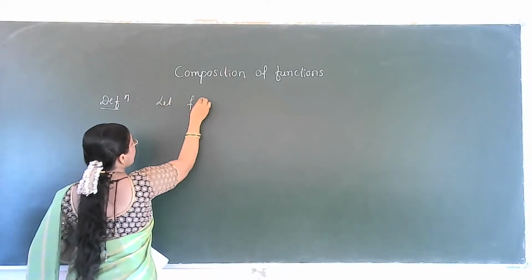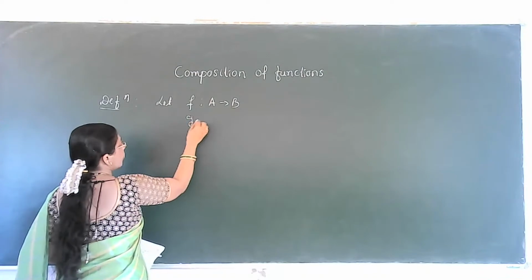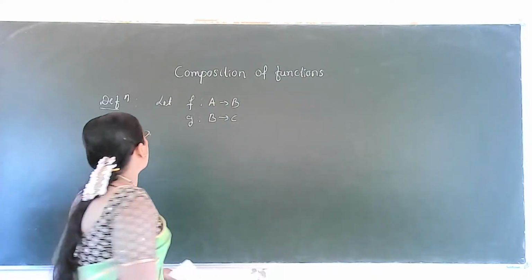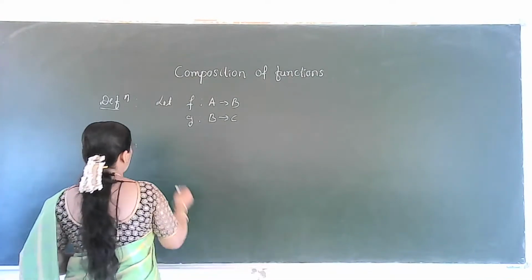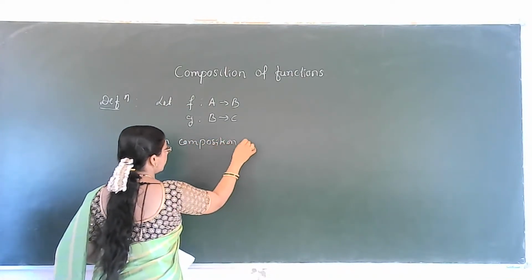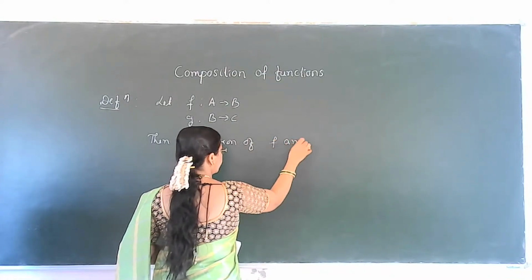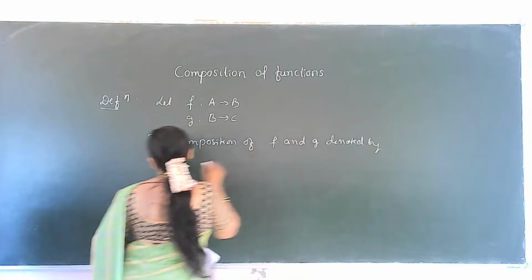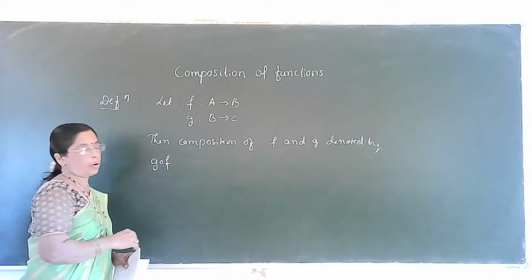Let f be a function from A to B and g be a function from B to C. There are two functions: first one is f from A to B and g is a function from B to C. Then the composition of f and g is denoted by g naught f or g composition f.